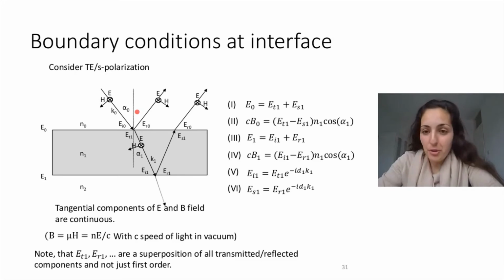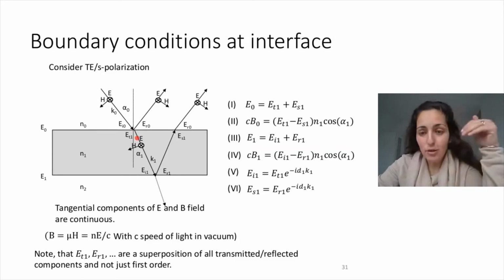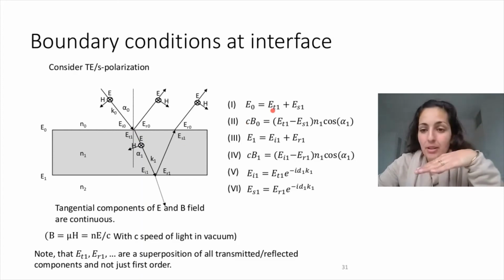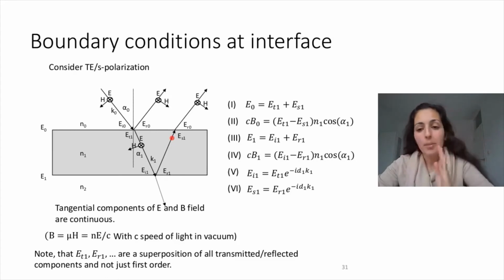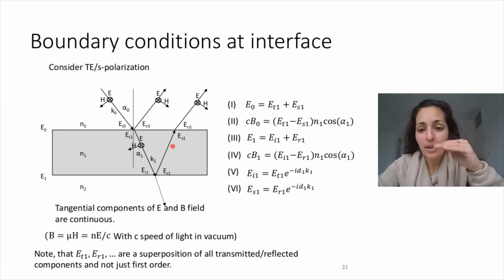Okay, concretely, what are we doing? We are expressing the electric field at our interface, which I call E0, as the electric fields that are coming in on this interface or going out on this interface. On one hand, we have ET1, the electric field associated with the light that is transmitted into this layer. On the other hand, we have ES1, the electric field associated with light that is hitting this interface from this direction.